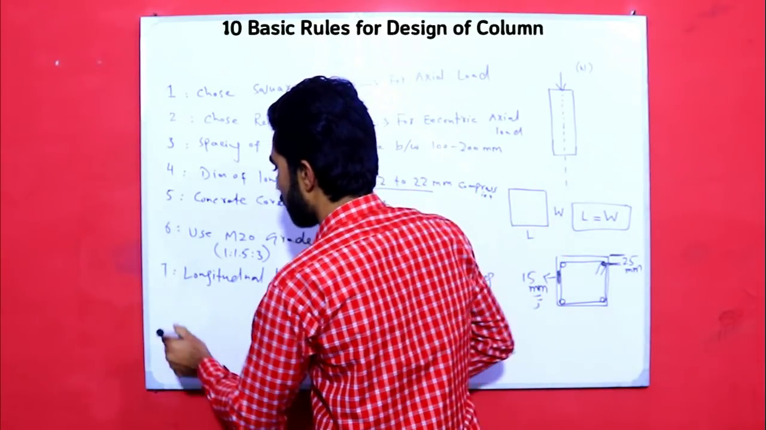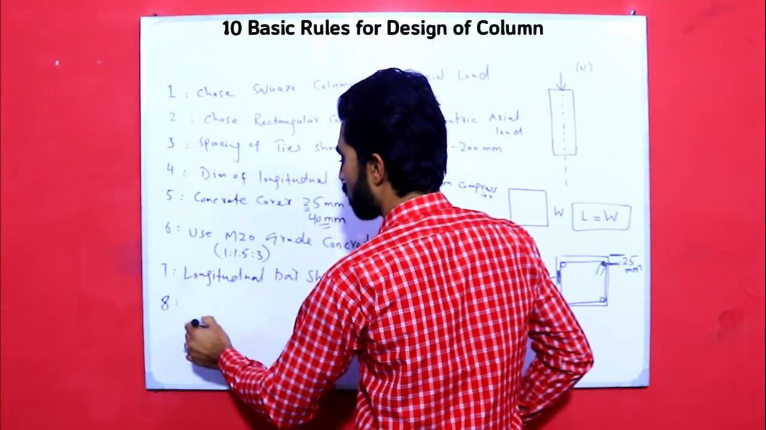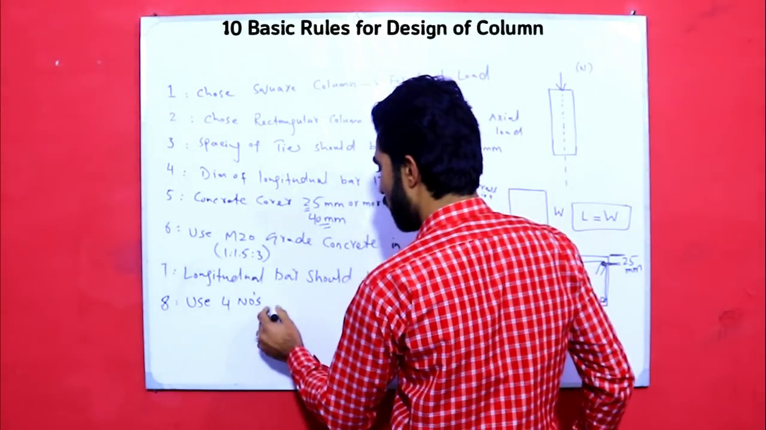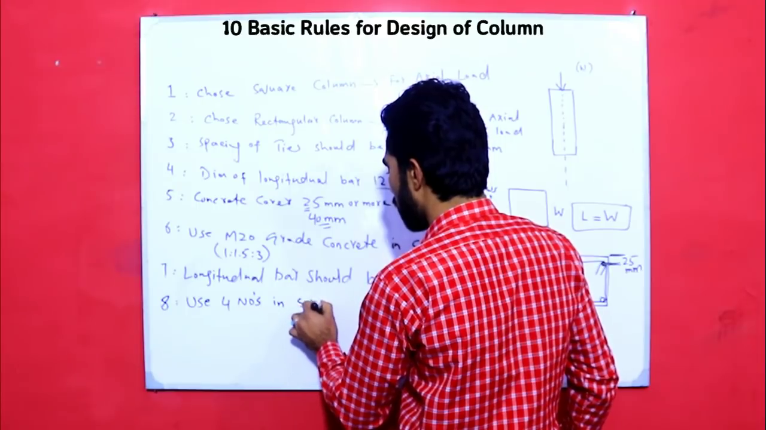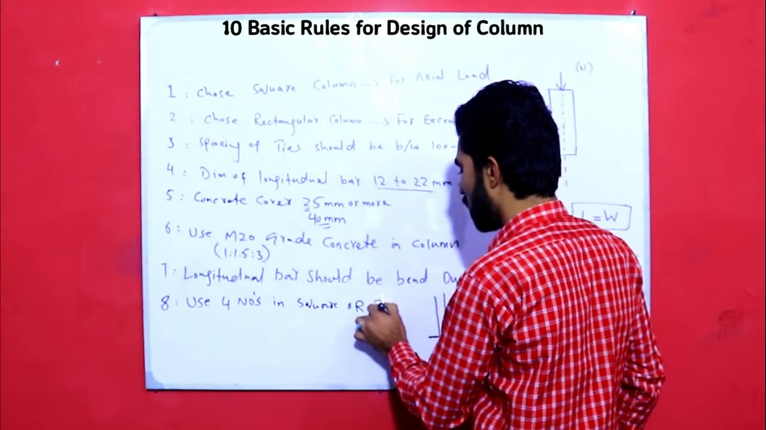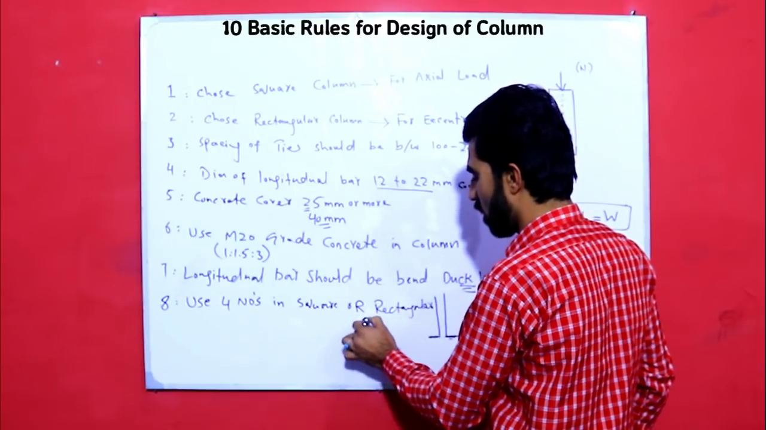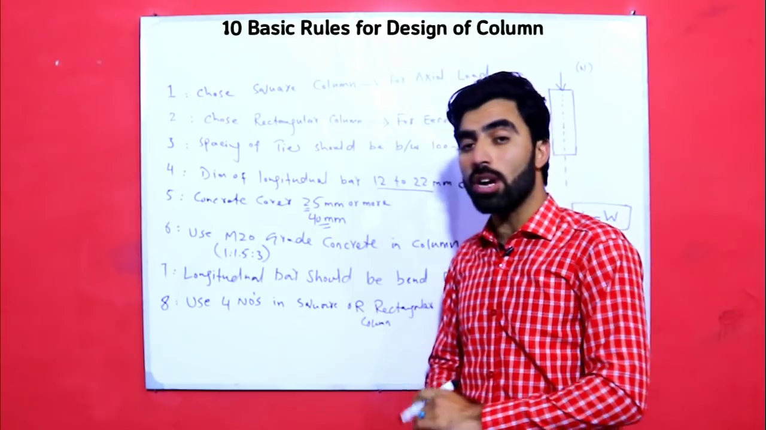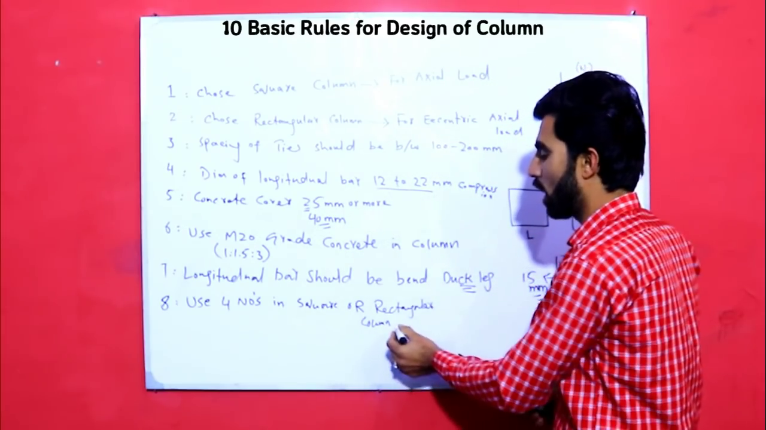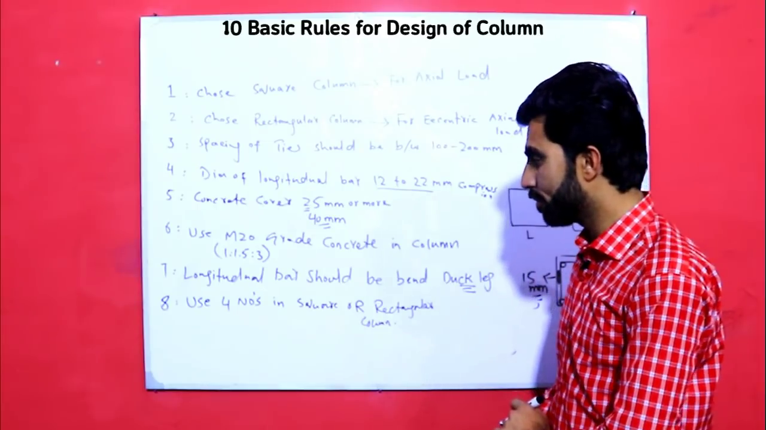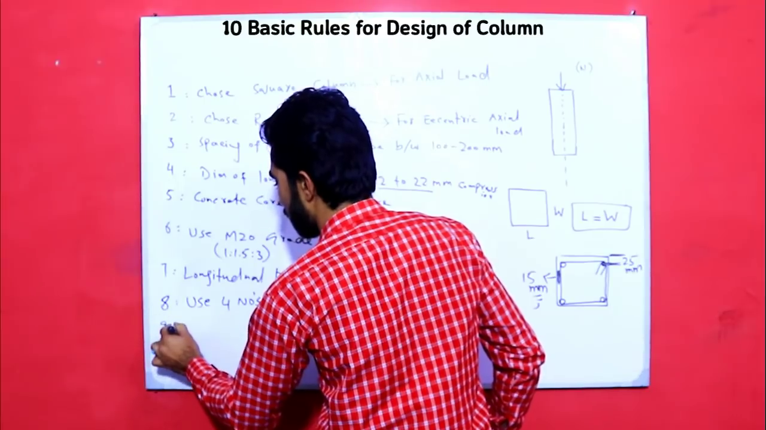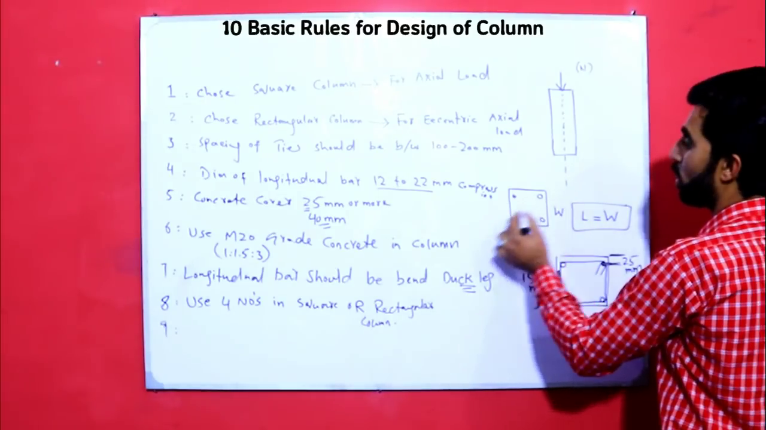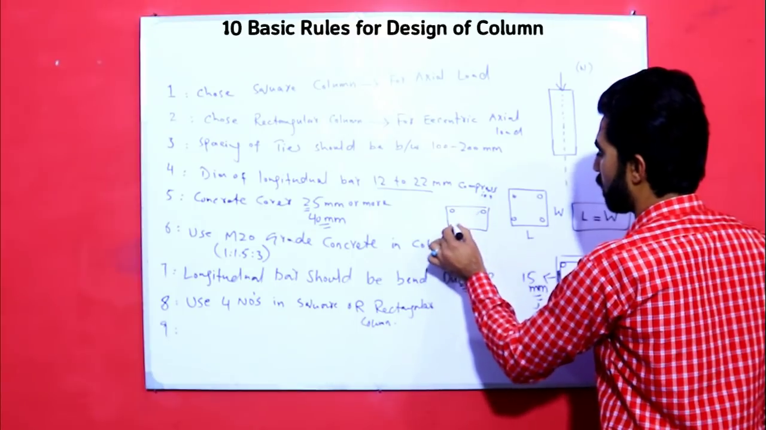Now guys, the eighth one is, use four numbers of steel bars in square or rectangular column. Use minimum four numbers of longitudinal bars in square or in rectangular column. As you can see, this is a square column, so use minimum 4. And in a rectangular column also, you can use 4 numbers minimum.